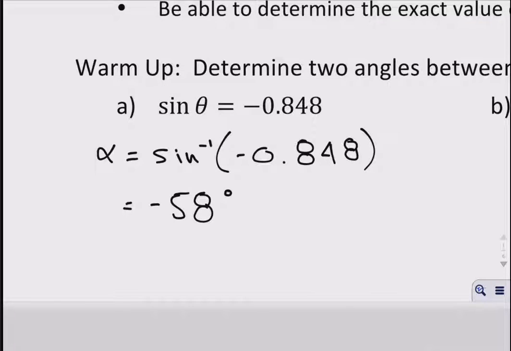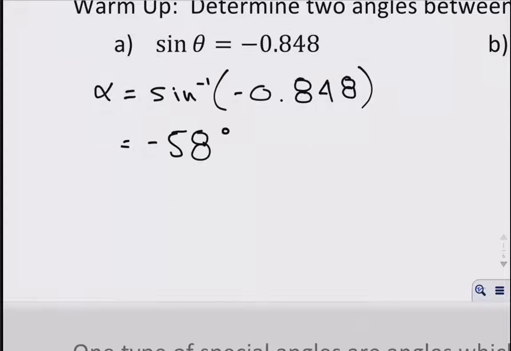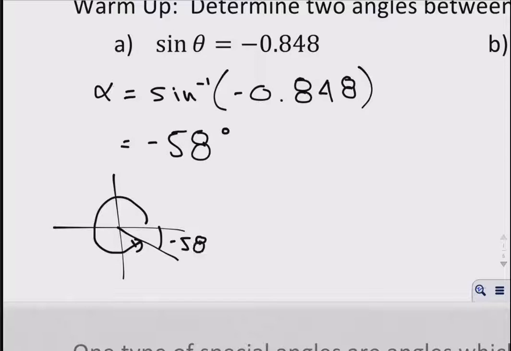Clearly negative 58 degrees is not between 0 and 360, so we have to re-adjust that angle. I'll just draw a quick diagram from 0 counterclockwise. What's that going to be? So negative 58 is over here. That means my other angle is going to be 302 degrees, which is just 360 minus 58 degrees.